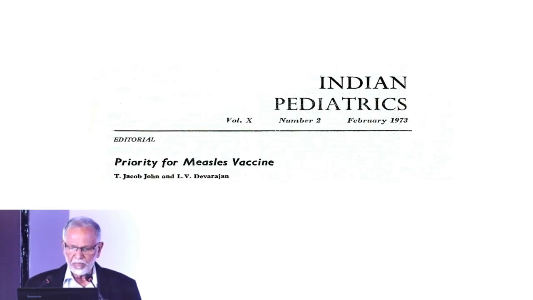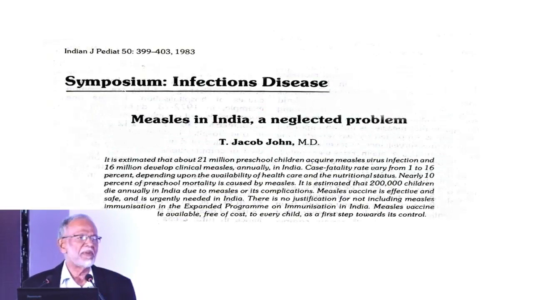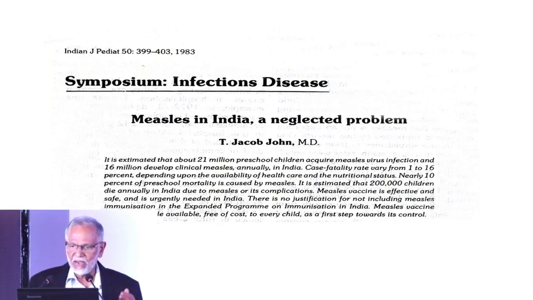The priority for measles vaccine is something we have been advocating for a very long time. This is a 1983 paper. Remember, in 1983 measles vaccine was not licensed in India. It was not part of India's EPI. So all these are advocacy papers and studies and arguments in the medical literature saying that it is priority number one of all the vaccines that we use. Measles vaccine was the most important one.